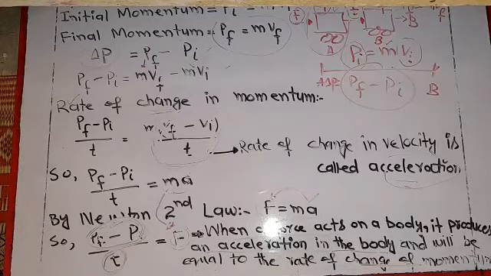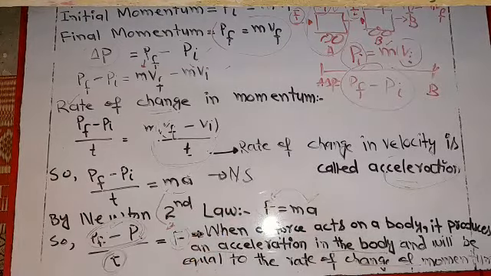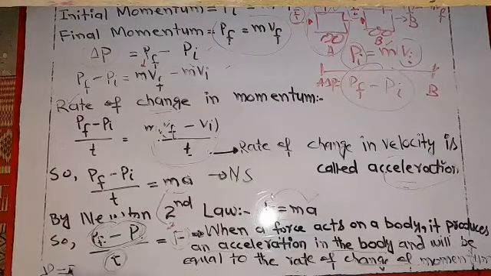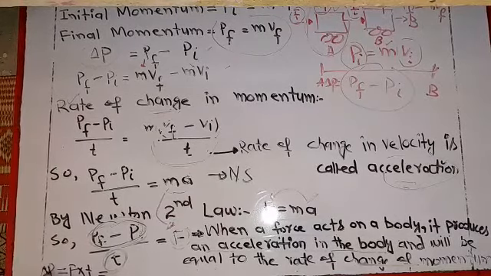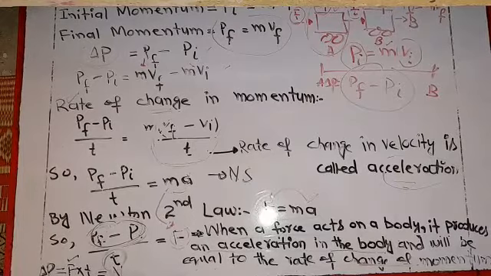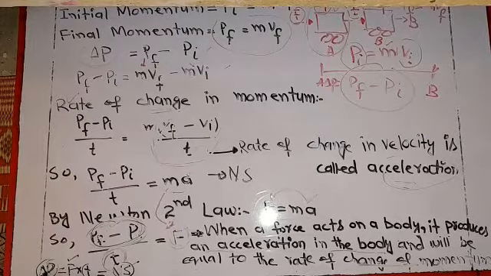This is your topic for today. Now we see that the SI unit of momentum in this topic is Newton second. How? Pf minus pi, the change in momentum, is equal to F multiplied by t. The unit of force is Newton, and the unit of time is second. So change in momentum will be equal to Newton second. This is another SI unit of momentum.